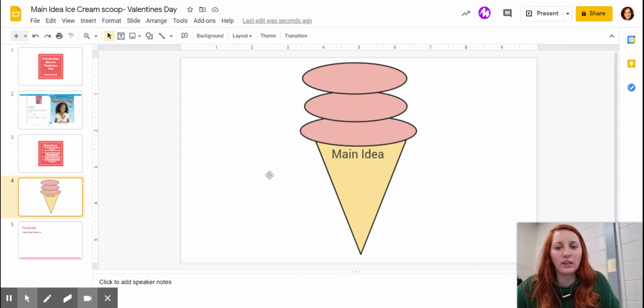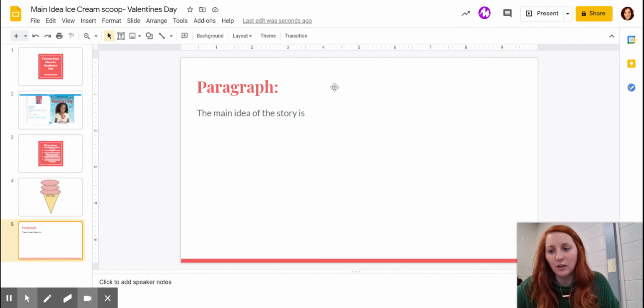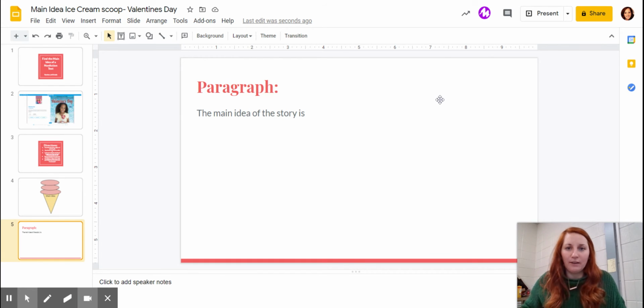After you've filled out the main idea ice cream cone over the story Valentine's Day, you're going to translate it into a paragraph. Now, something I want you to remember is the main idea is not one word, okay? So you don't need to say the main idea of Valentine's Day is Valentine's Day. You could say the main idea of the story is the history of Valentine's Day or how Valentine's Day came to be. Okay, that's an entire sentence.